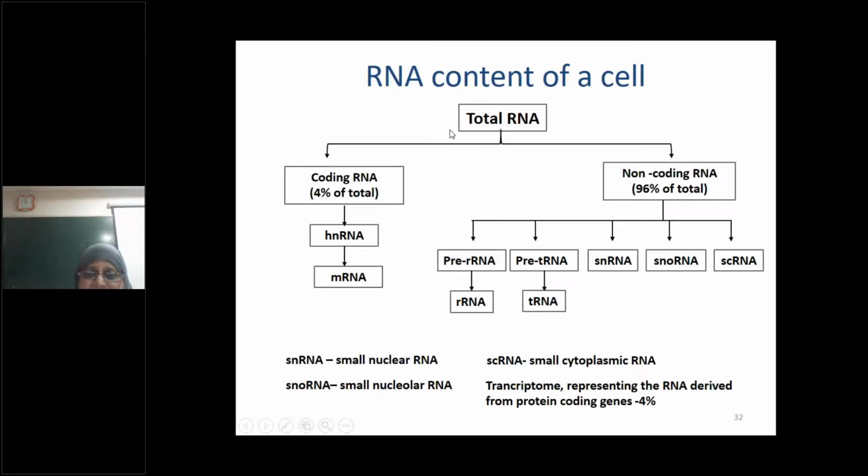Out of the total RNA that is present in the cell, only 4% forms the coding RNA, that is mainly the messenger RNA, while 96% of the total consists of the non-coding RNA. So what are these non-coding RNA? These are the transfer RNA, ribosomal RNA, small nuclear RNA, and also the small cytoplasmic RNA.